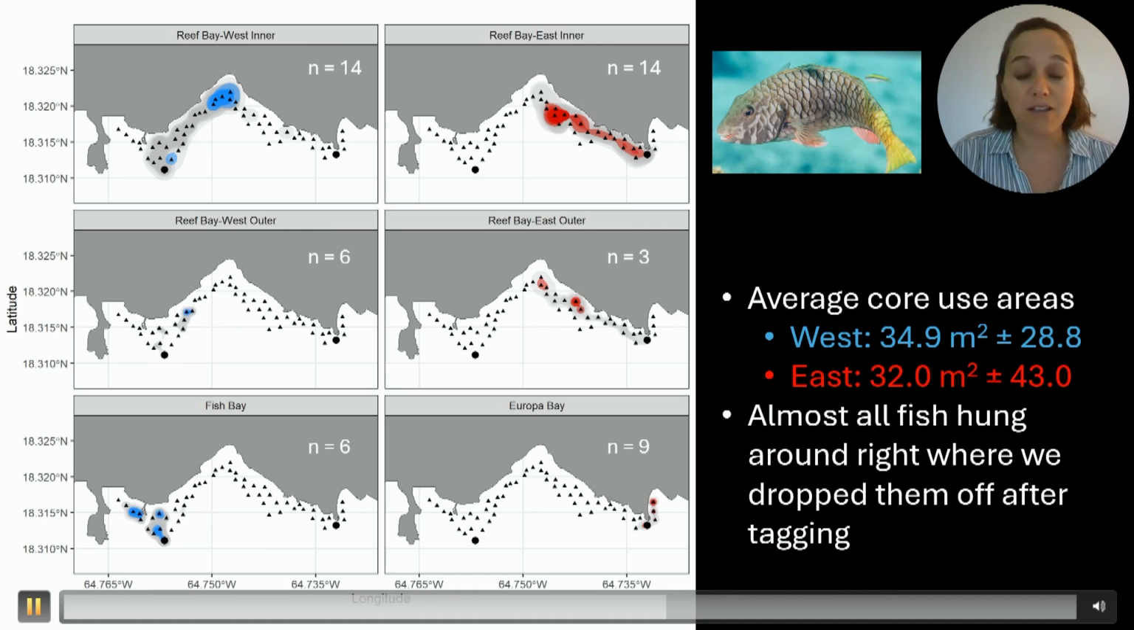So on average, we saw very similar core use areas between east and west, but notably there was a lot more variability in the size of core use areas on the eastern side of the bay. Also, potentially interesting, I'm not really sure what this means yet, we found that almost all of the fish hung out right where we dropped them off after tagging. So I made these same plots including a point where their release location was, and almost every single fish had a core use area that surrounded its release location.